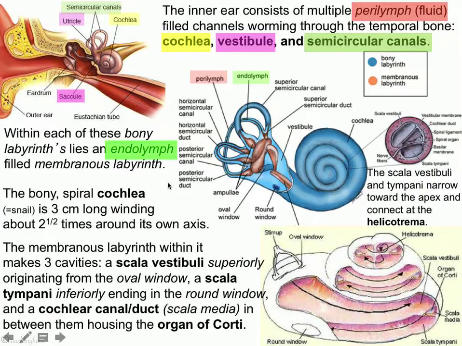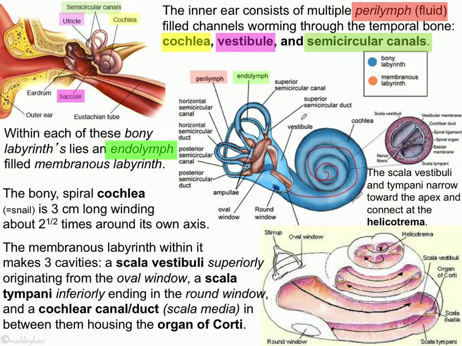All right, let's go to the next thing. Let's go to this weird looking stuff. So this is where it gets a little trippy. The inner ear consists of multiple fluid-filled channels that worm through the temporal bone. So let's look at that. We got one here. That's a channel. That's the cochlea. That's where we're going to hear.